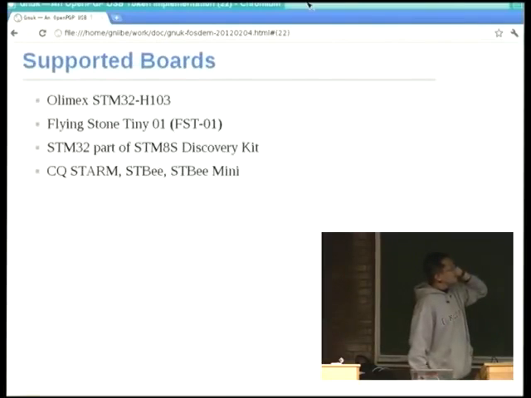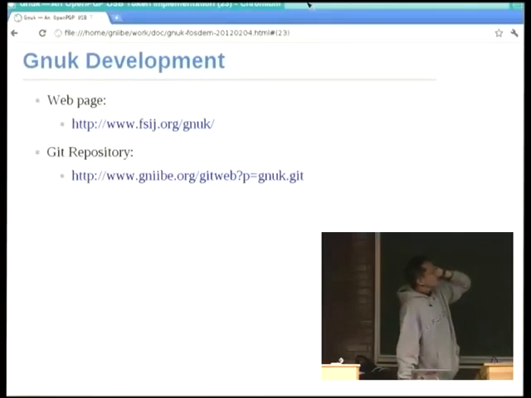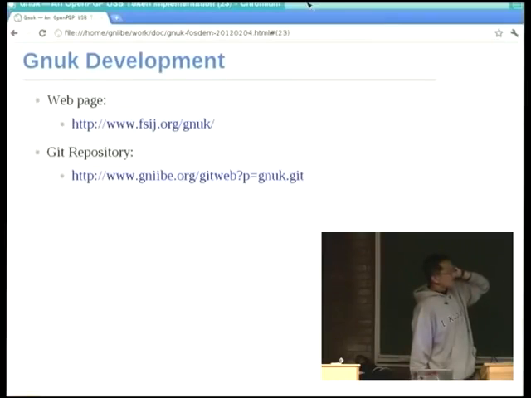This slide explains the supported boards more, and I will skip it. And here is a URL for Gnuk development. The web pages reside on fsij.org/Gnuk. And we have a Git repository under gnibe.org, because we don't have a Git repository on fsij.org yet.